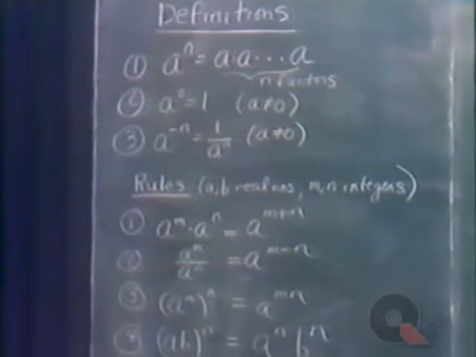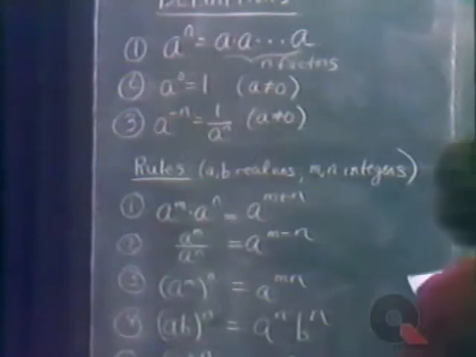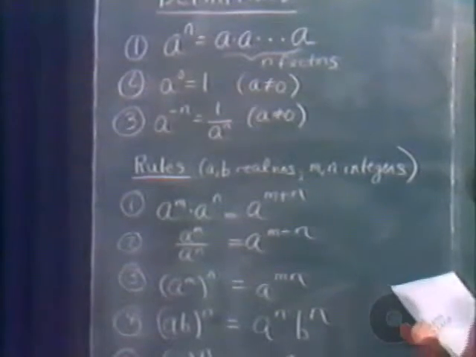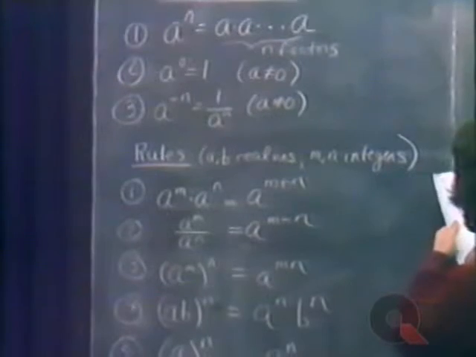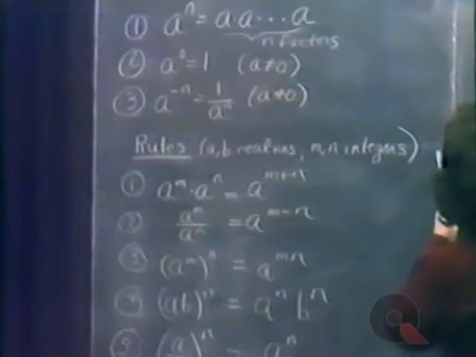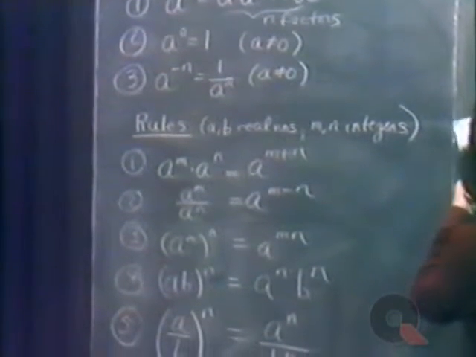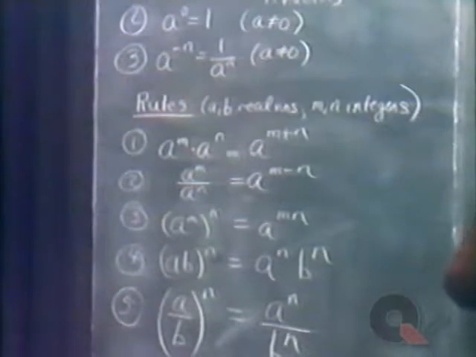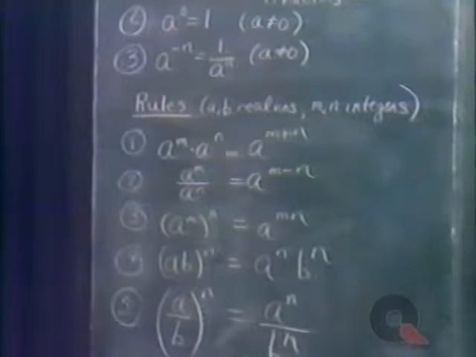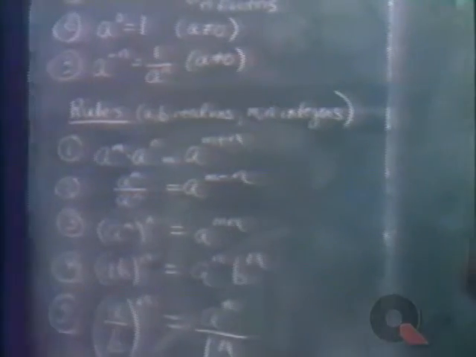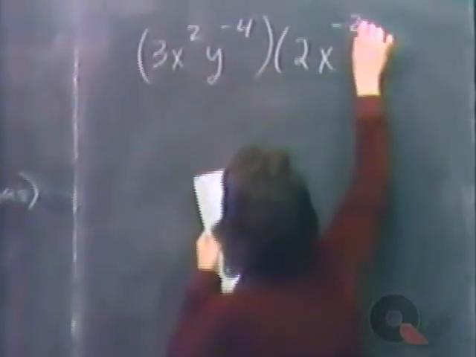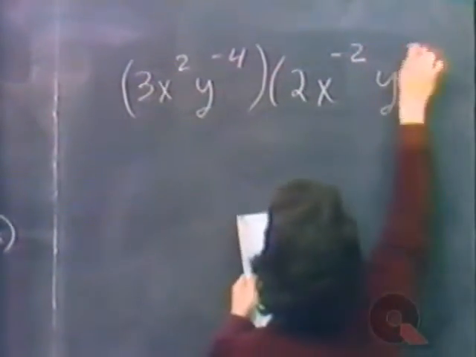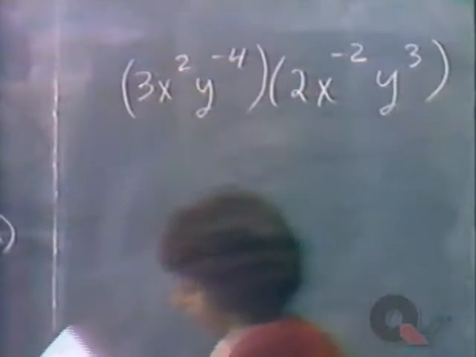Okay, let's start working out some examples. Start simply, and then we're going to get into some more complicated ones. Example number 1, 3x squared y to the minus 4th power times 2x to the minus 2 power y to the 3rd power.